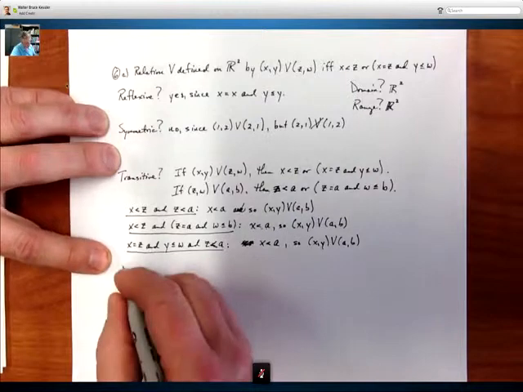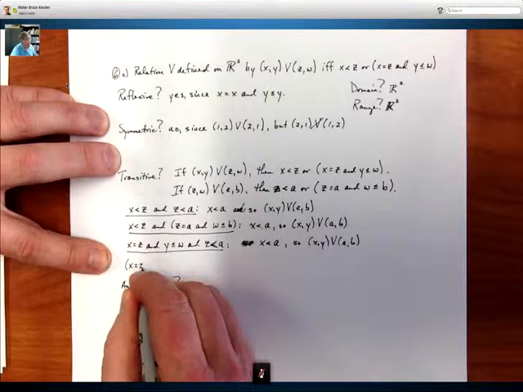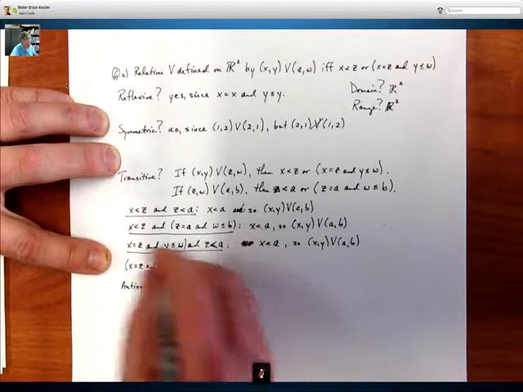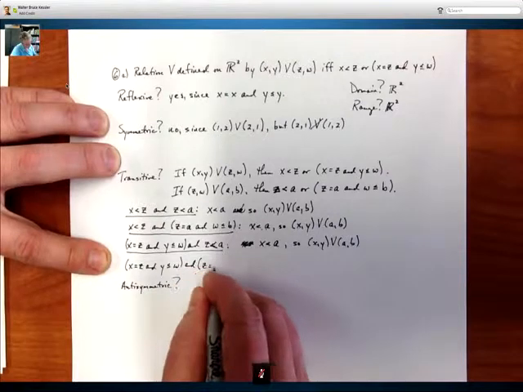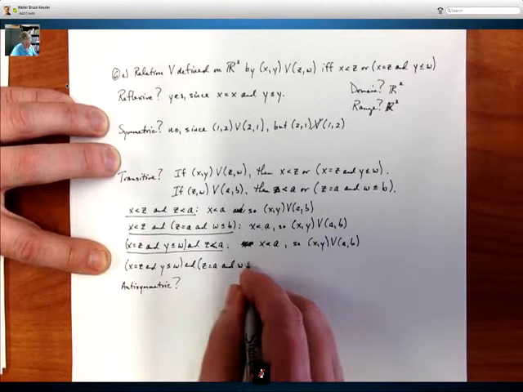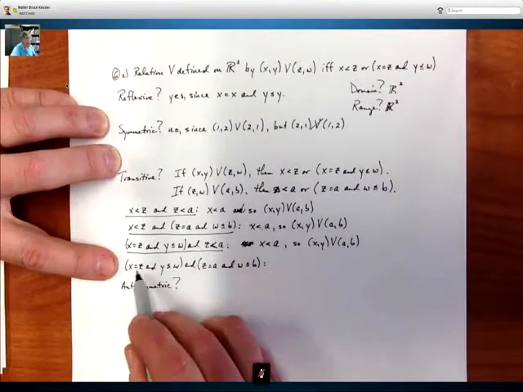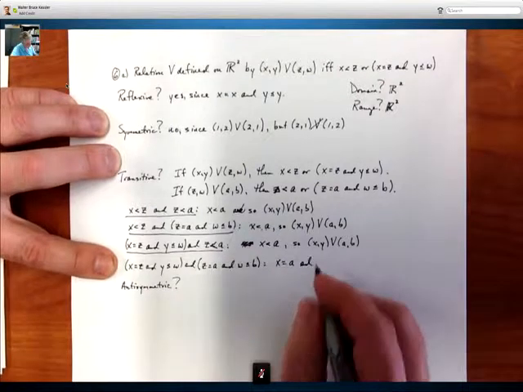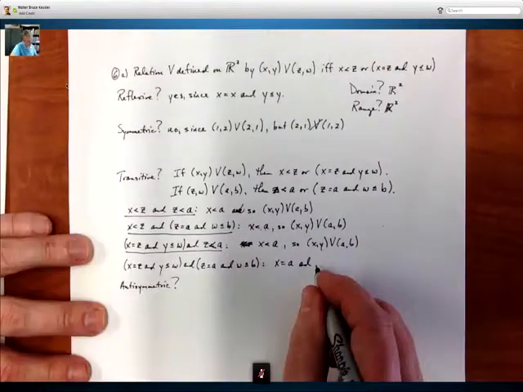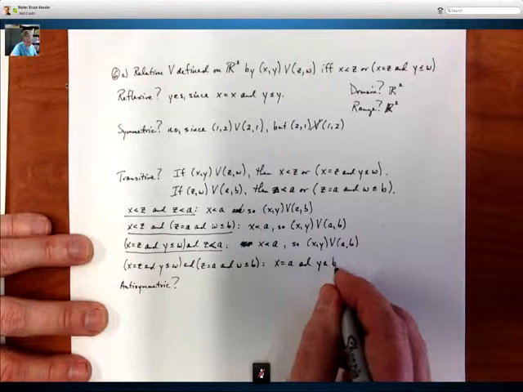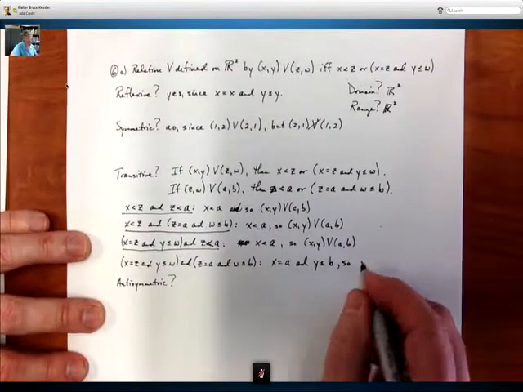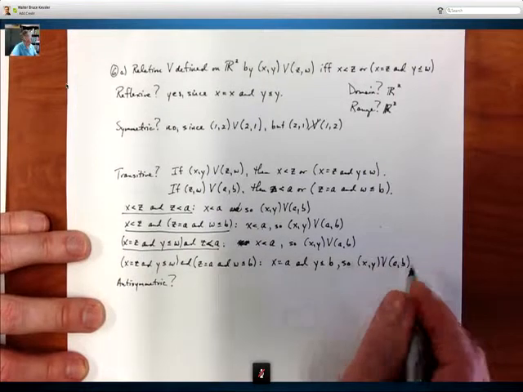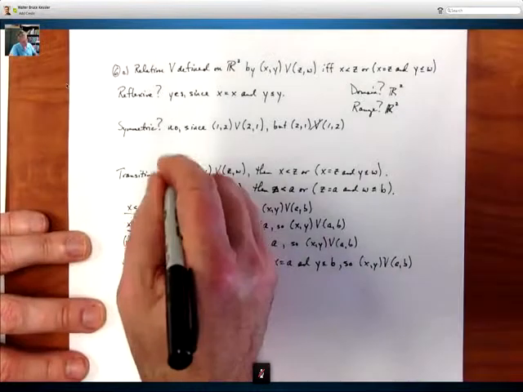And then the fourth case is where x equals z and y is less than or equal to w, and z is equal to a and w is less than or equal to b. Well, when that happens, x is equal to z, which is equal to a, so x is equal to a, and y is less than or equal to w, which is less than or equal to b, so y is less than or equal to b. And that's all it takes. So xy is related to ab. So that does mean that it is transitive.